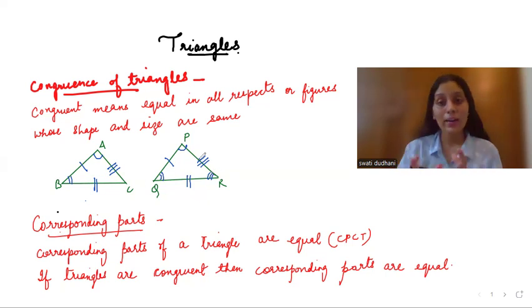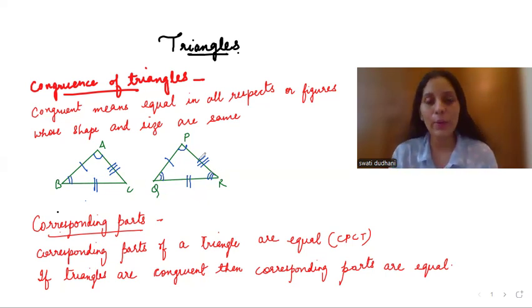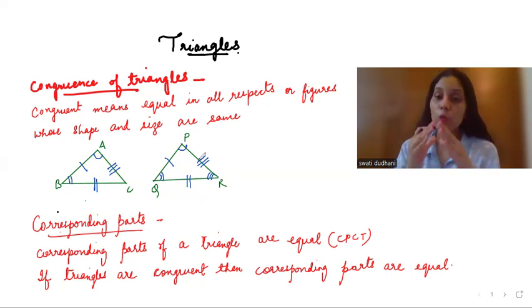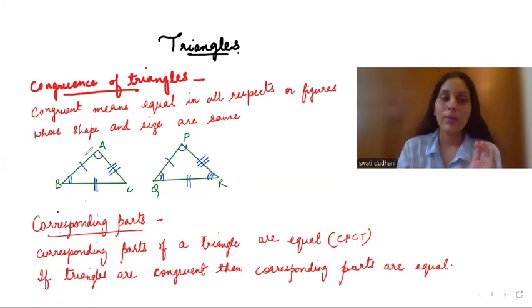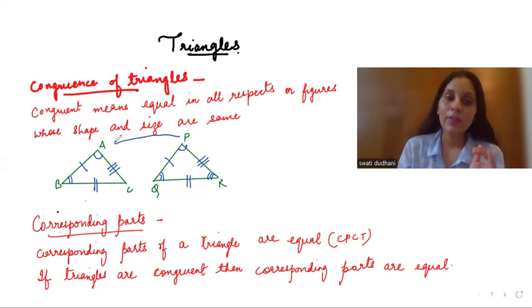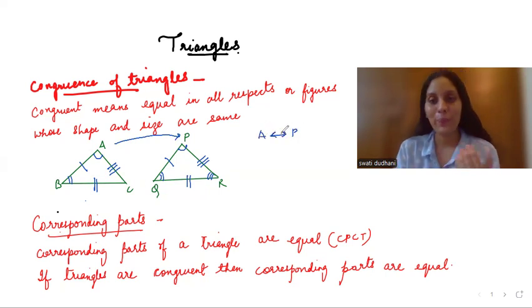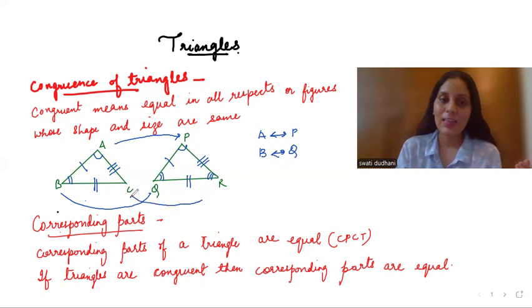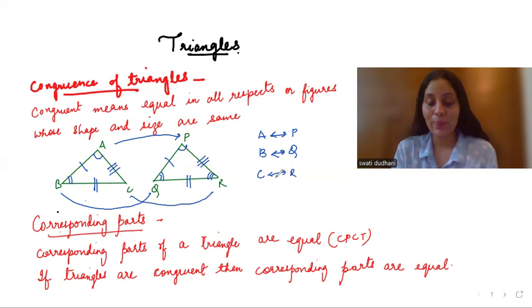Now, what are corresponding parts? Very, very important. Corresponding parts. When I superimpose ABC onto PQR, we can clearly see that A will fall on P. So angle A is corresponding to angle P. Now B will fall on Q. B and Q are corresponding to each other. And C will fall on R. C and R are corresponding to each other.